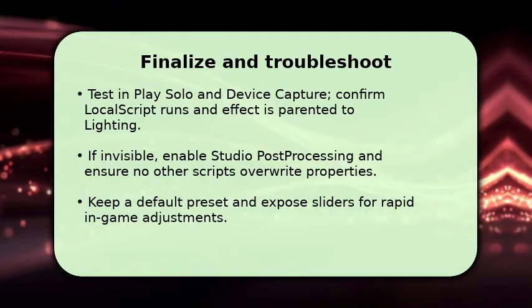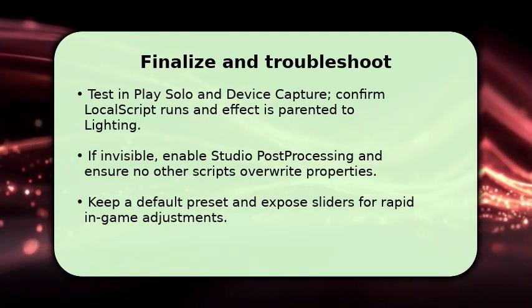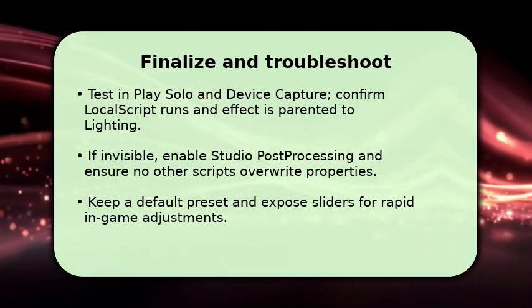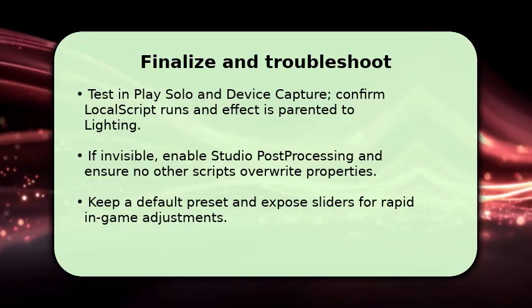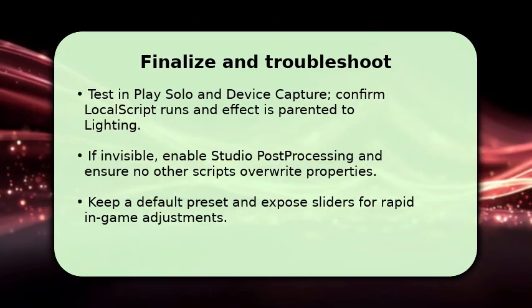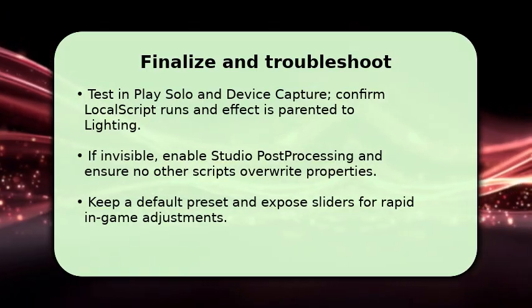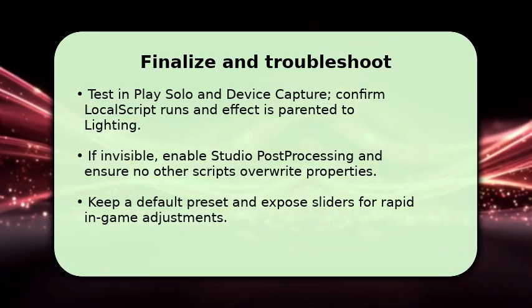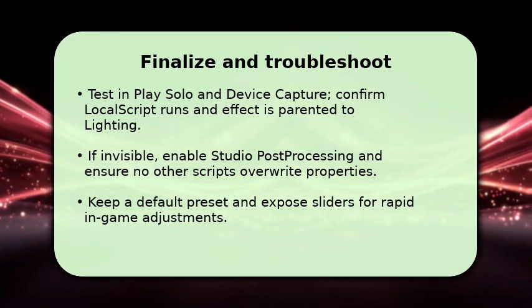If you don't see changes, make sure Studio's post-processing is enabled and your local script actually ran; check output. Once done, lock a default preset and optionally expose sliders or debug commands so you can tweak values in-game. If another script overwrites the effect, namespace it or check execution order. Resolving that usually restores control immediately.